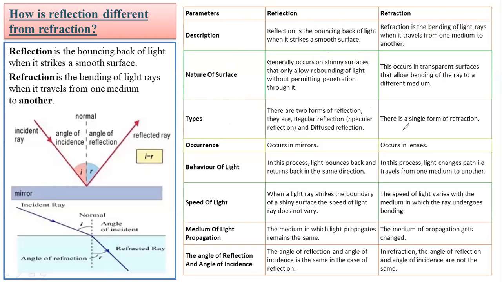But when we come to the condition of refraction, we observe there is only one pattern of refraction, where the light ray gets bent from its actual path. Now, who causes reflection and who causes refraction? So basically we give the example of mirror से basically reflection होती है and lenses से refraction होती है.